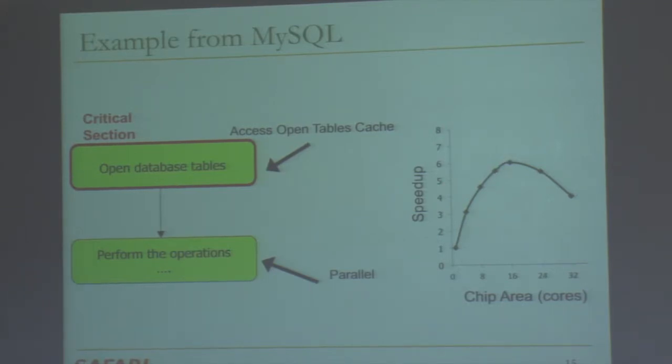So I'll show you how we can actually achieve this kind of curve. And this kind of curve will be achieved by asymmetry. Actually, this is an old result. It should scale up even better if we get to the latest mechanisms that I will talk about. So this is today. If you do asymmetric designs, that's what you can get.